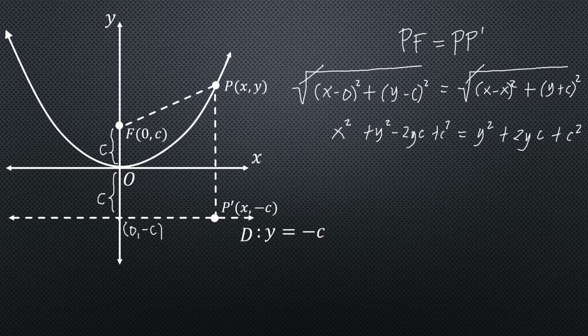Notice that we can cancel some terms. If we add negative c squared to both sides, then c squared will cancel. Also, let us add negative y squared to both sides of the equation, then y squared cancels. So we have x squared minus 2yc equals 2yc. Now let us add 2yc to both sides of the equation. We will have x squared is equal to 4yc.